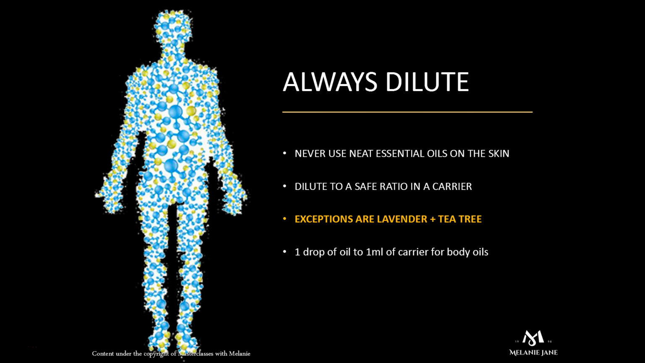But if you do dilute, I'm going to give you this very quick ratio now, because we're going to be making a feel-good fragrance. If you wanted to see what the ratio is for carrier oils and essential oils, the rule of thumb, and it's so easy to remember, is 1 drop of essential oil to 1 ml of carrier for body oil. So if you're going to be using coconut oil, for instance, you're going to be using 1 drop for 1 ml.